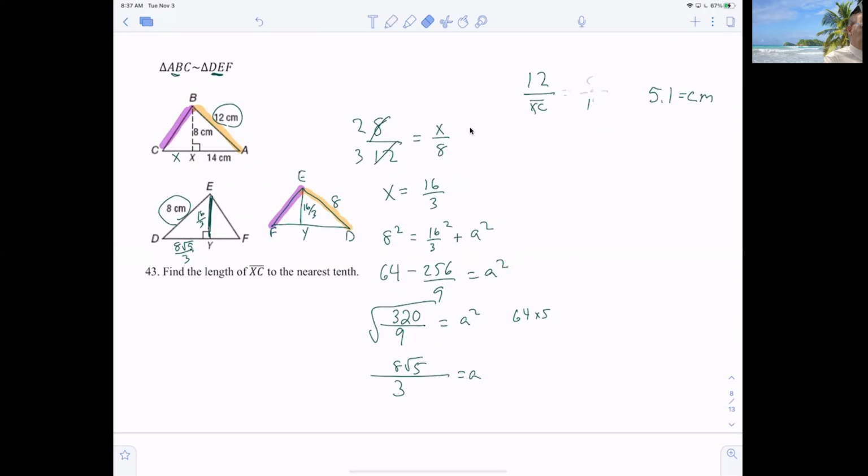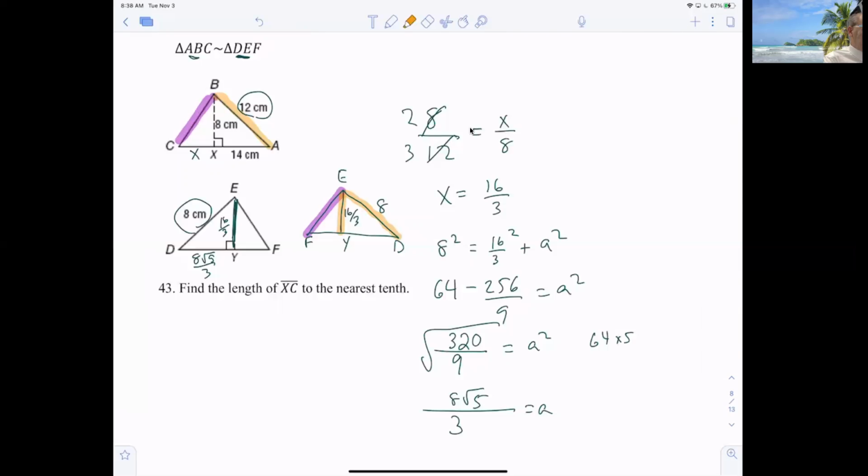So let me just start this over, just to make sure. All right, so now we still know that EY is 16/3, right? And we are looking for XC. I still am having issues. We have to figure out what YD is. Yeah, that's what we figured, right? So we have this 8 radical 5 over 5. And now I still don't have it.